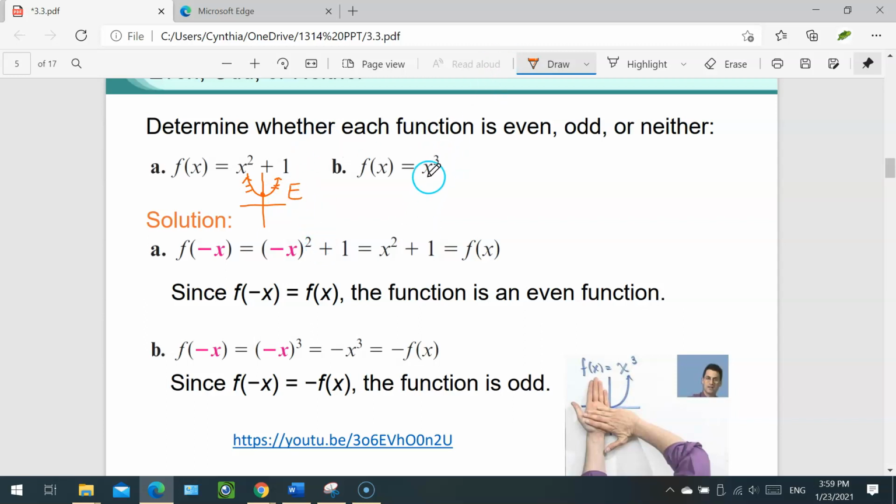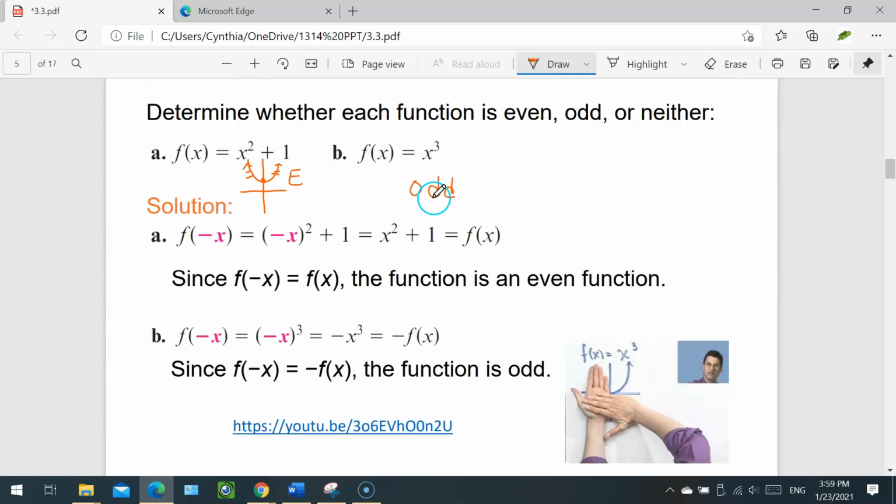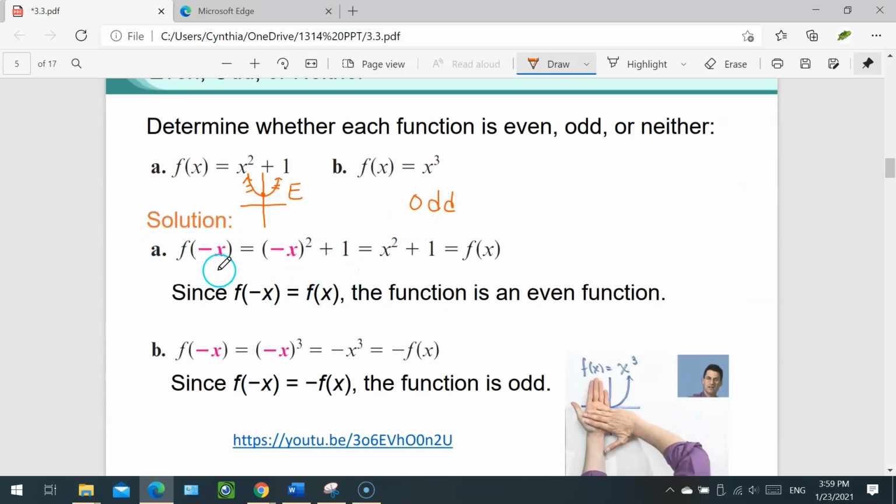Power 3, we just discussed this one earlier, so this is an odd function. Additionally, it's not really necessary to plug in the negative x or positive x to see whether both sides of the equation are equal or not. I think the easier way is to just sketch the graph and look at the graph to determine whether it is even, odd, or neither.